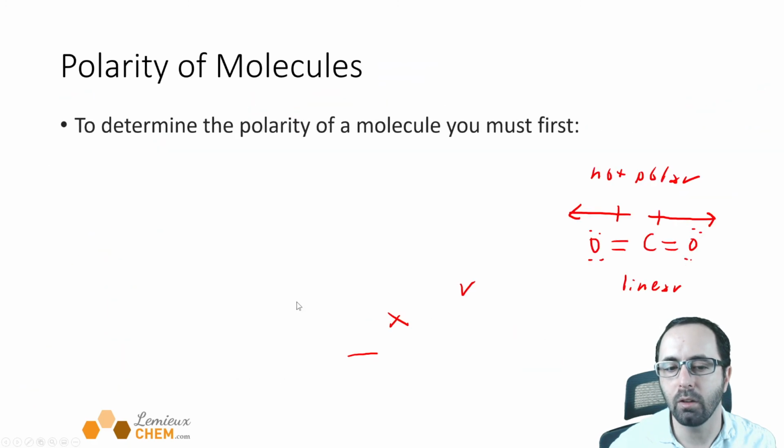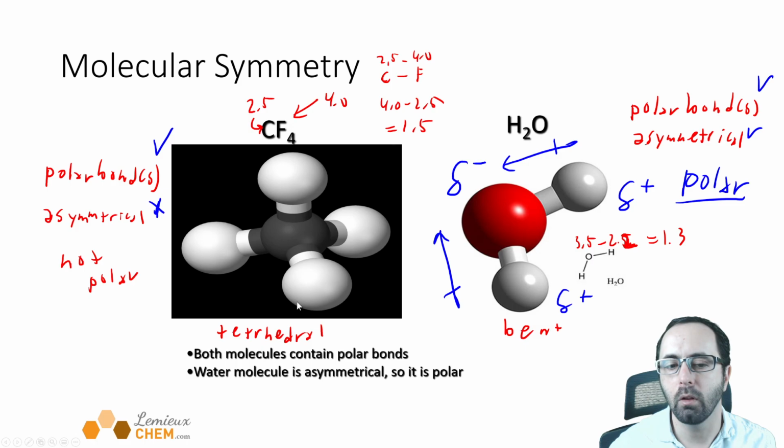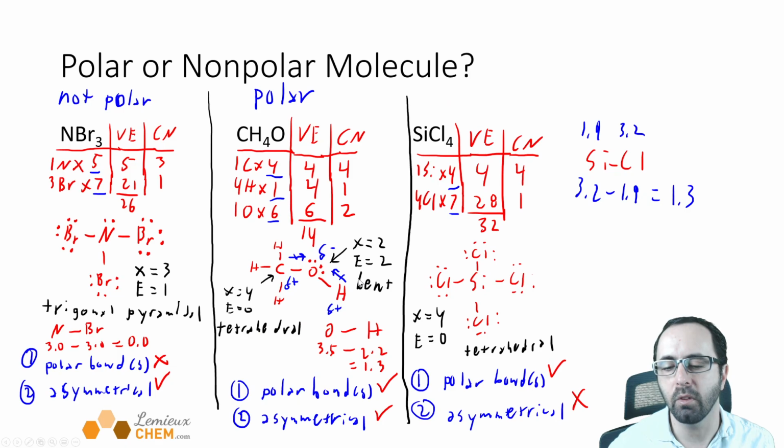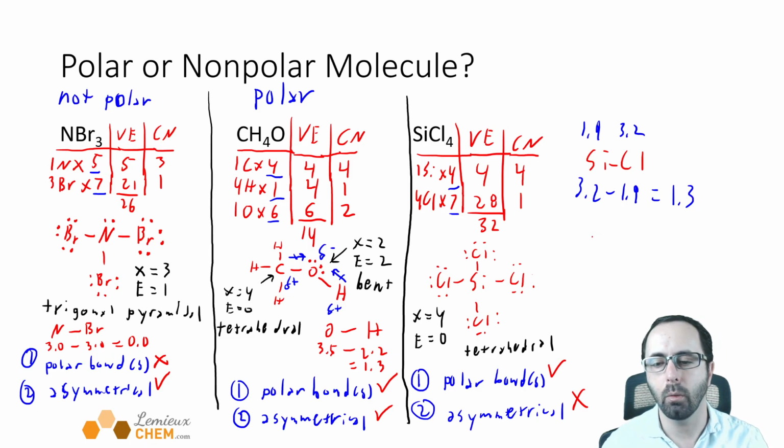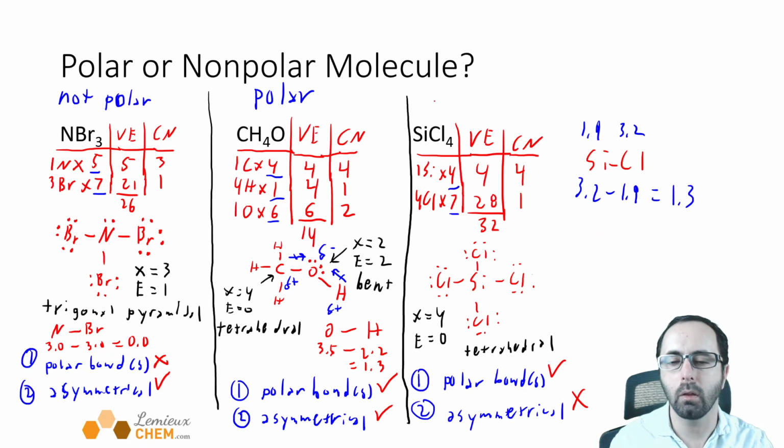So if we were looking at shapes, it would look like this one right here. It's silicon in the middle, and then chlorines all the same on the outside. The tetrahedral shape is symmetrical, assuming all the atoms are the same. So because this molecule is symmetrical, the poles by the chlorine cancel one another out, and so this molecule is not polar.